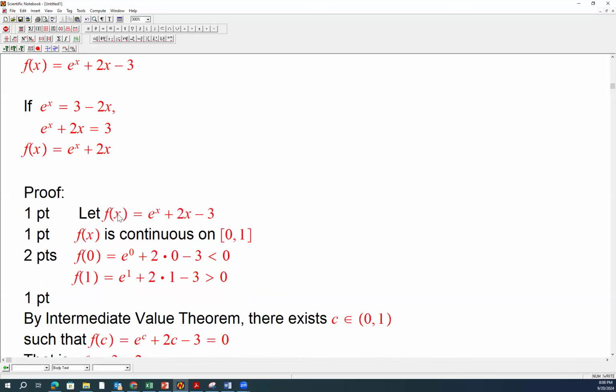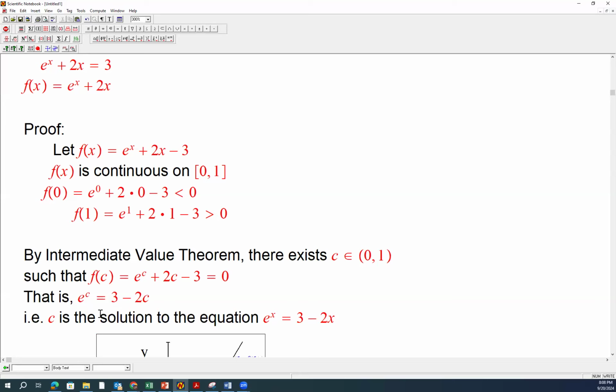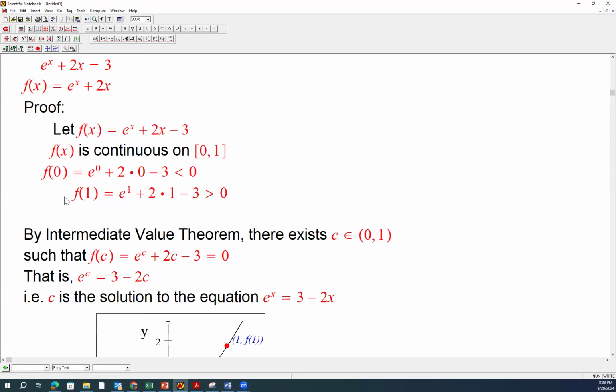Well, in the proof, okay, I'm going to remove these points thing, right? So that was not needed. Okay, so suppose at the beginning of the proof, because we are given the interval here, we just need to point out that the function is continuous on this closed interval.